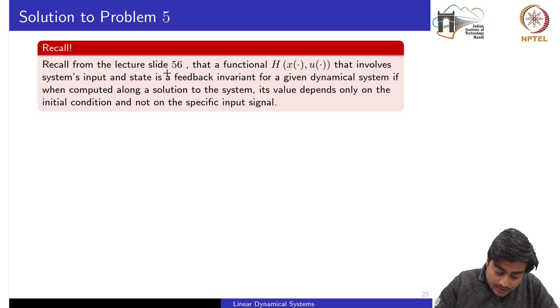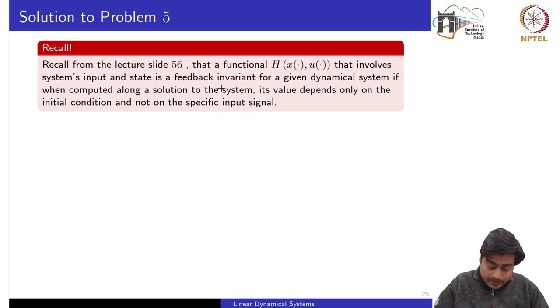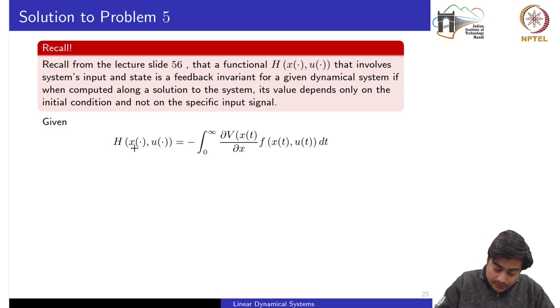Recall from lecture slide number 56, we have defined a functional h as a feedback invariant whenever, when computed along a solution to the system, its value depends only on the initial condition and not on the specific input signal. So this is how we define any functional which involves system input and state as a feedback invariant. Okay. So we have the functional h on the left hand side, and on the right hand side the integral from 0 to infinity of the partial derivative of V with respect to x, times the function f(x, u), dt. We want to show that this is a function of only the initial condition and does not depend on the specific input signal.